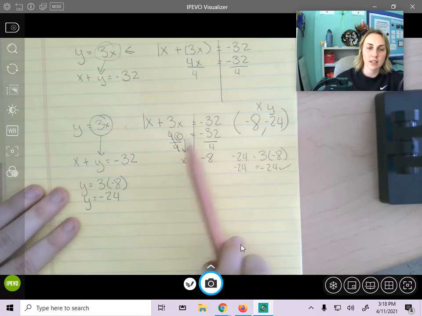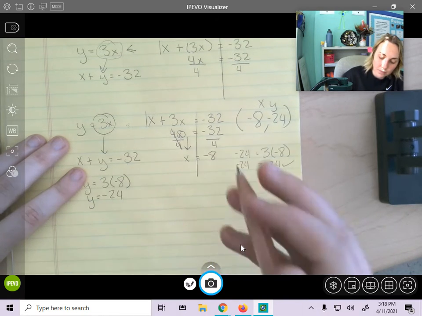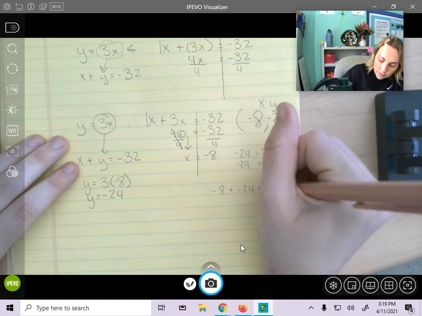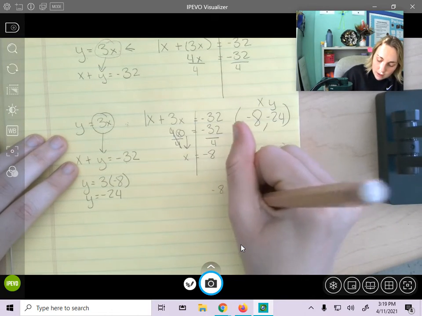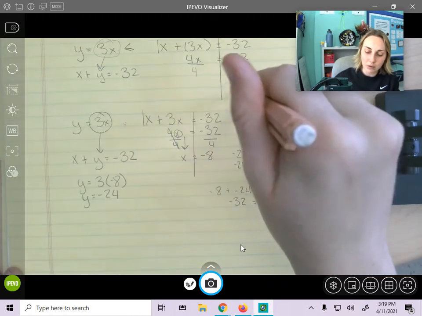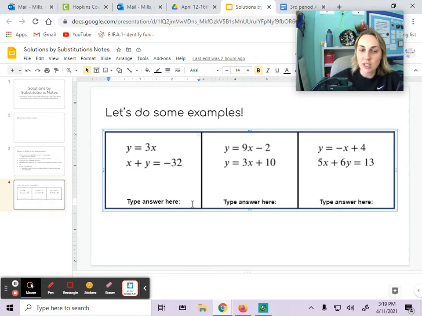Oh wait, no, I gotta plug it into the second one now. Okay. So what we're gonna do now is plug this into the second equation. My x value is -8. My y value is -24. -24 minus 8 is -32. -32 is equal to -32, so it works. It works for both of them. So this ordered pair right here is a solution to these problems, and I figured it out by just simply substituting my known values into the equations and solving. Yep. So my ordered pair here is -8 and -24.